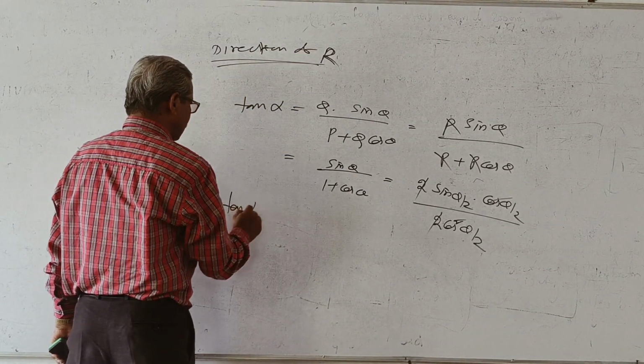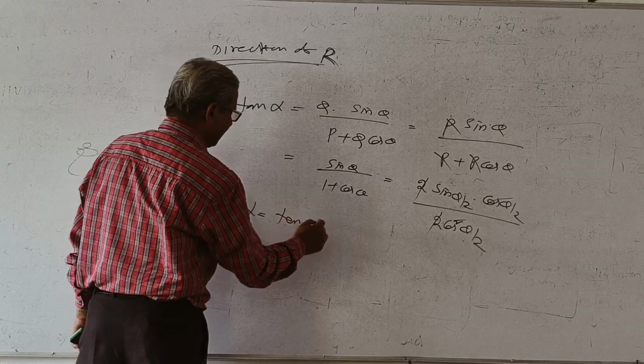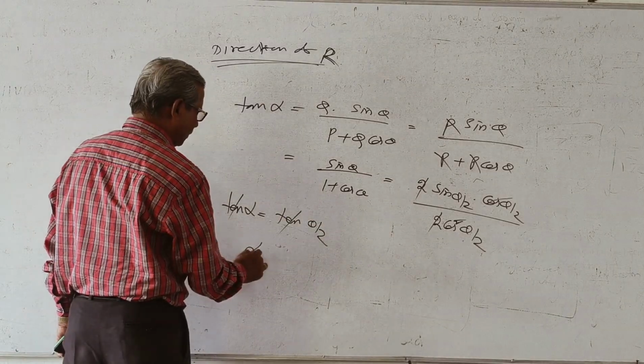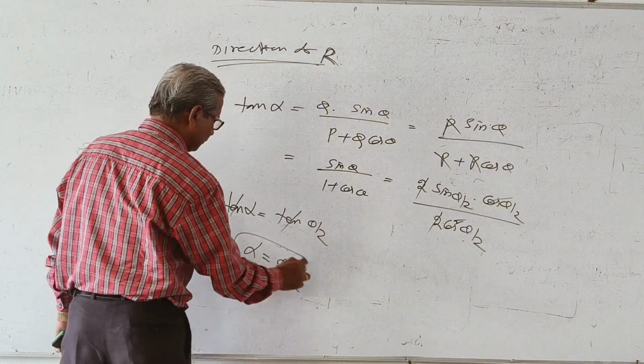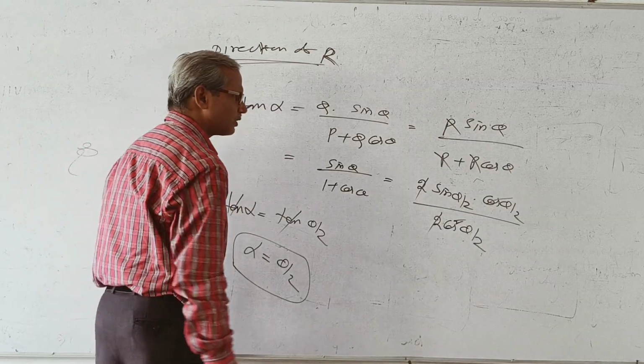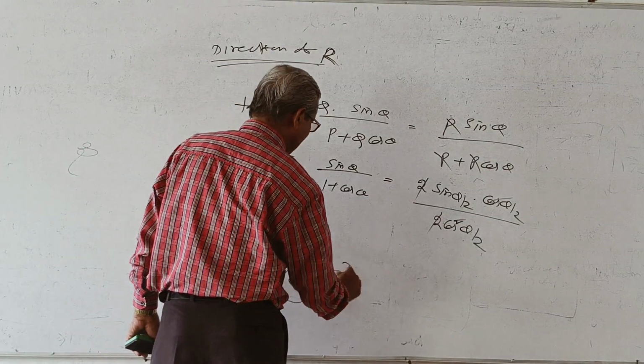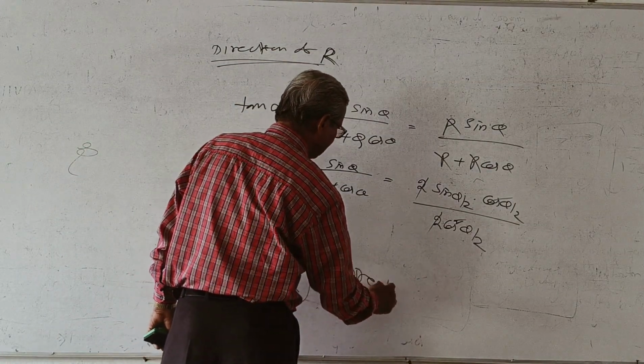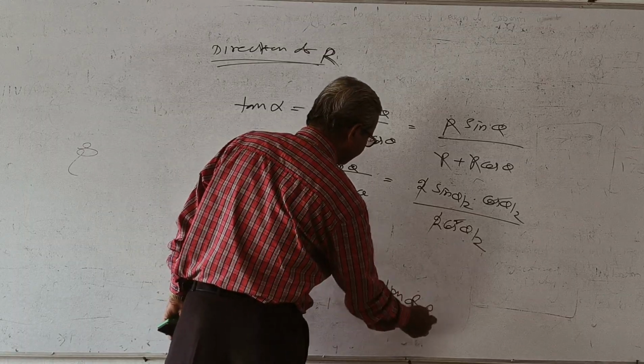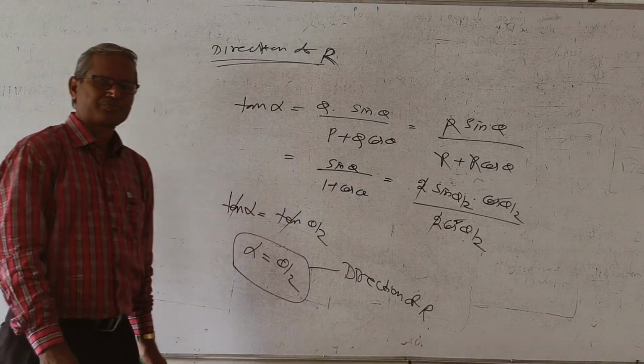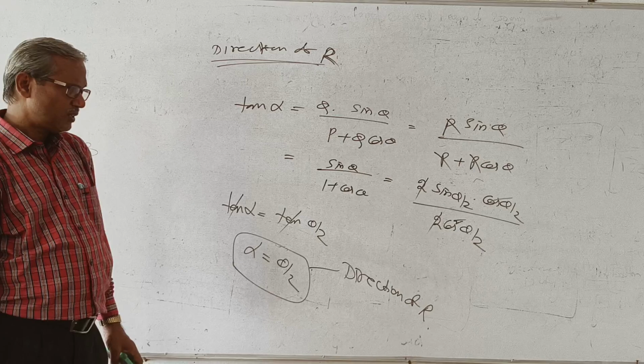So tan of phi is equal to tan theta by 2. What is phi? Phi is equal to theta by 2. This is the direction of R. Clear?